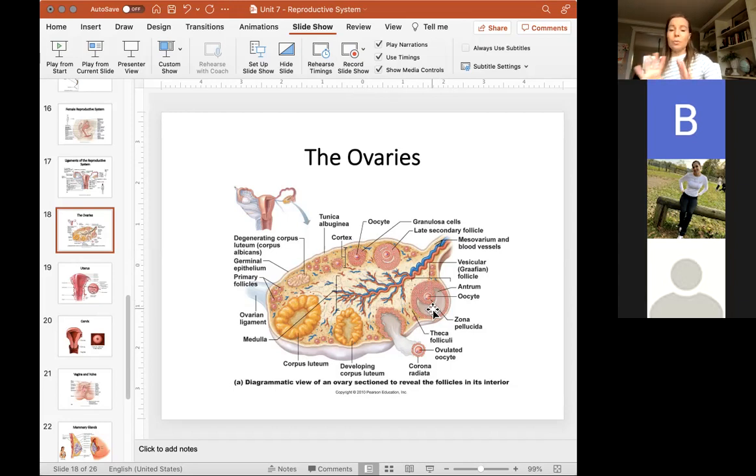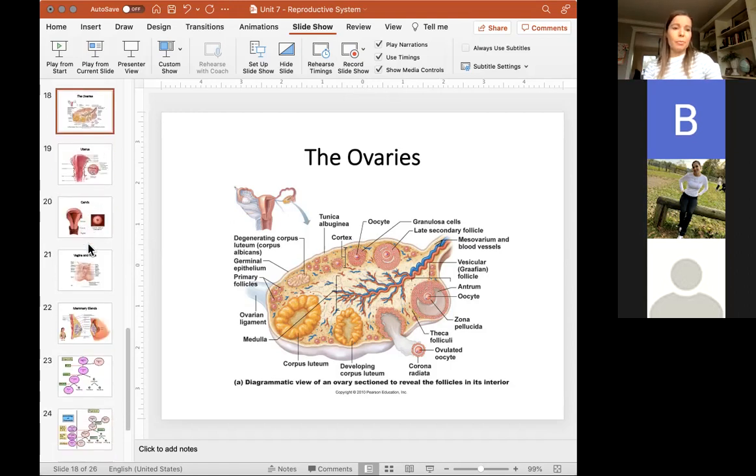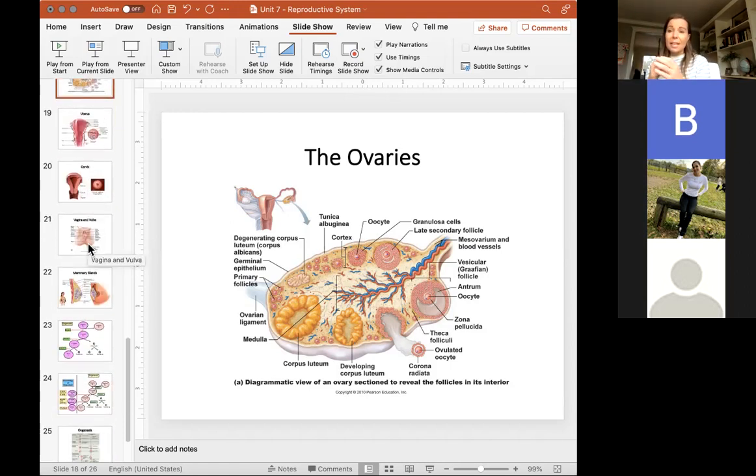Okay, so now you are familiar with some of the structures that I'll be referring to. When I say oocyte, it's the actual egg in the middle. And when I say a follicle, it refers to the egg and all of the cells that surround it.